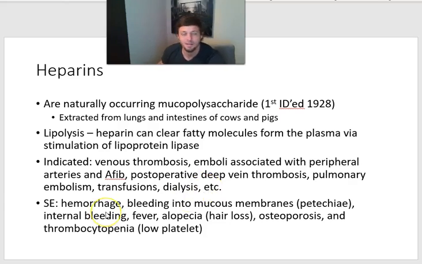Side effects: hemorrhaging, right? It's anticoagulatory. It's going to cause bleeding. So you can hemorrhage, you can bleed into your mucous membranes, called petechiae, those little red dots that you can see in the skin. It can cause internal bleeding, fever, alopecia, which is hair loss, osteoporosis, thrombocytopenia, which is low platelet counts.